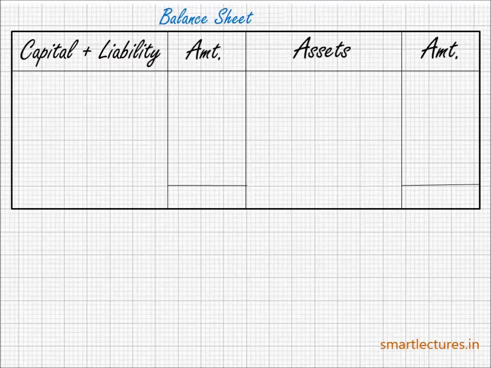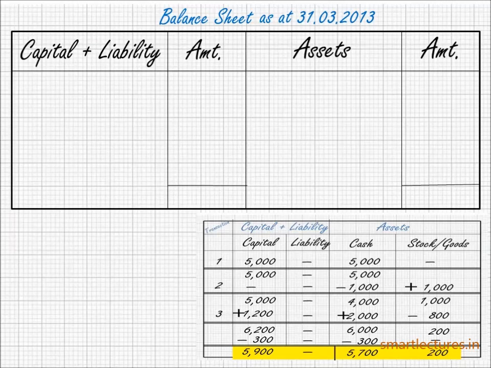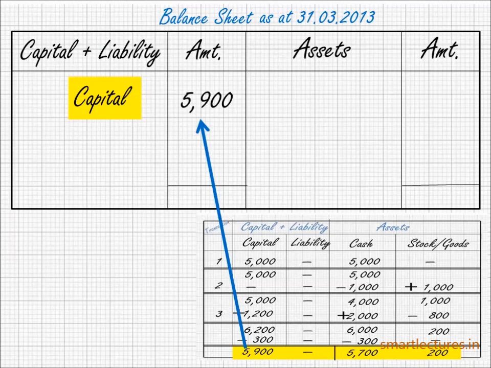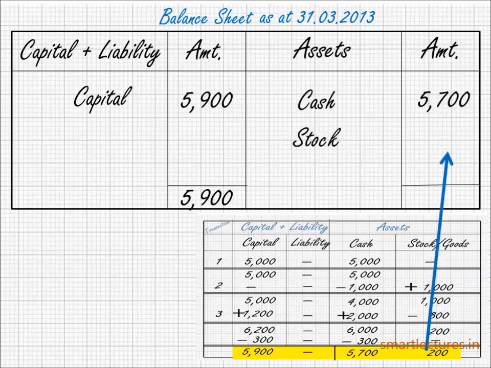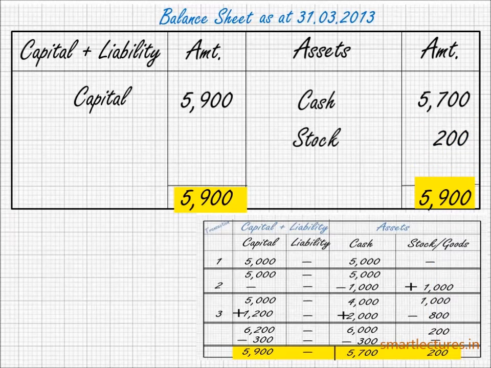So draw the format of balance sheet, and at the top write down balance sheet as at 31st March 2030. And on the capital plus liability side, you will write down capital rupees 5,900, and on the asset side, the first item is cash, that is 5,700. This is the item I have taken from the last equation. Then stock rupees 200, and the total 5,900 on both sides.